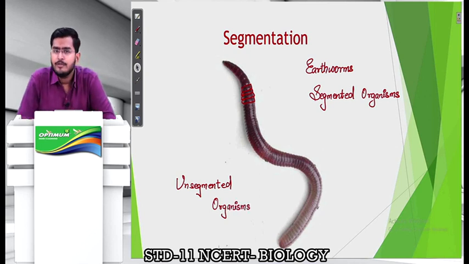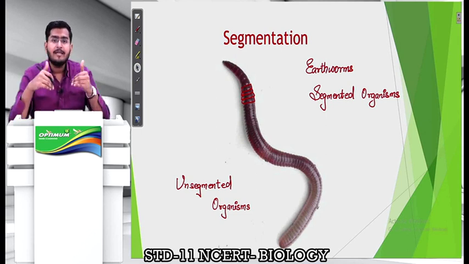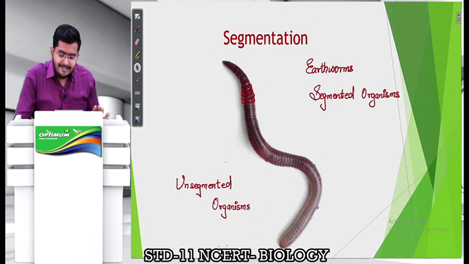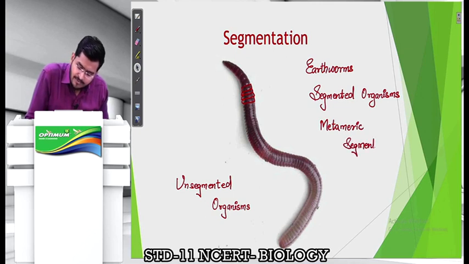Now let me tell you students that in case of segmented organisms, the segmentation is not just external. Segmentation is going to be such that the division is even internal. यानी कि जो segment है वो सिर्फ externally appear नहीं करता, वो segments अंदर भी होते हैं. और ऐसे type of segmentation को हम बोलते हैं metameric segmentation, which is clearly seen in earthworms.